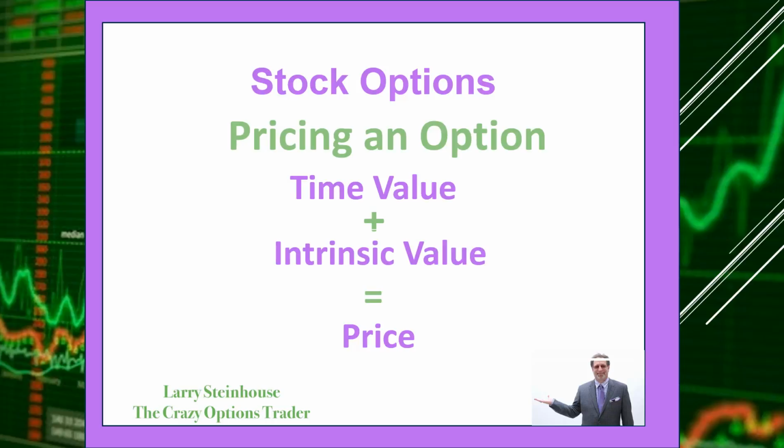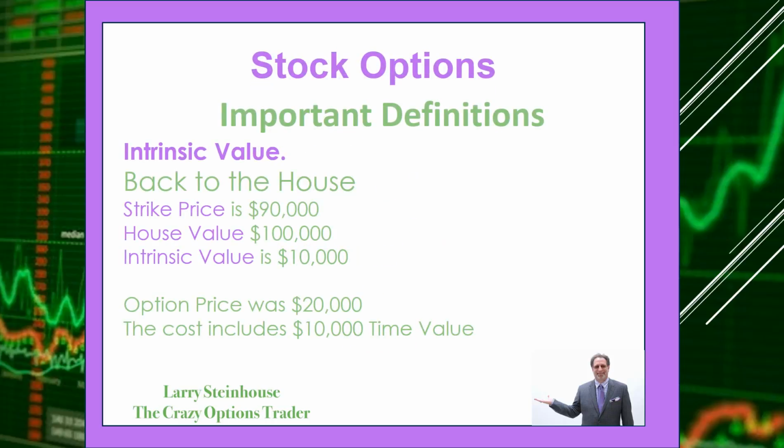So let's go back to that house example again and watch this. If you remember, the strike price was $90,000. The house value is $100,000, so it has an intrinsic value of $10,000. The option price was $20,000. This includes the $10,000 time value, which means we have intrinsic value of $10,000 and time value of $10,000. The option price is now $20,000.